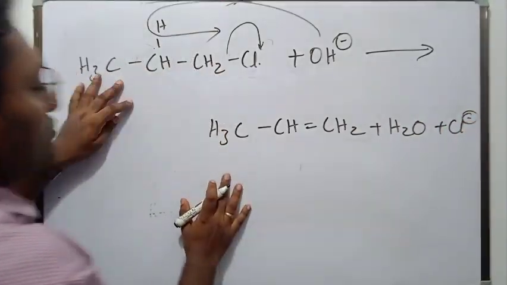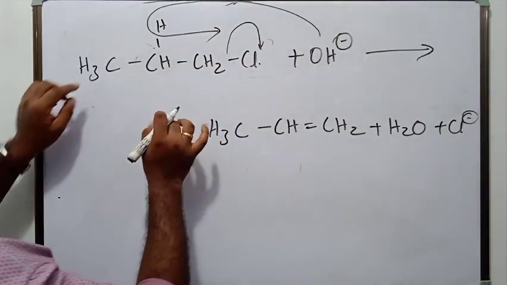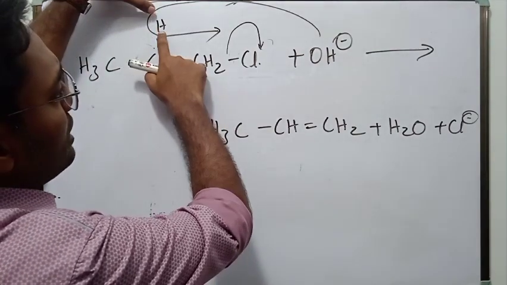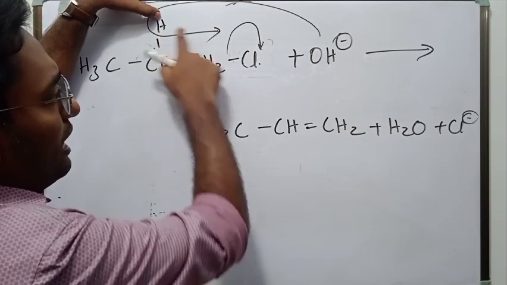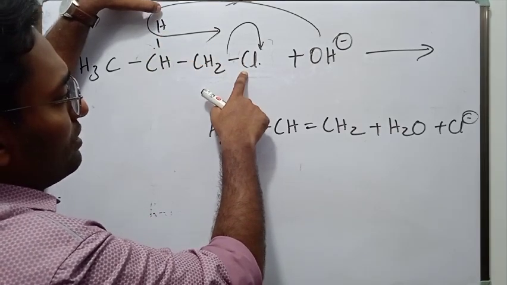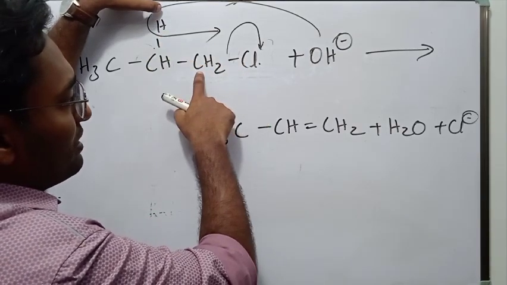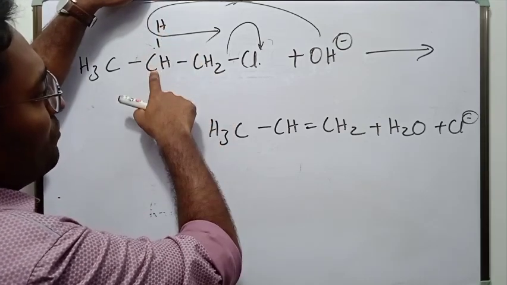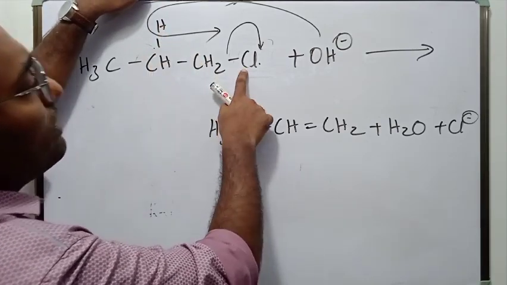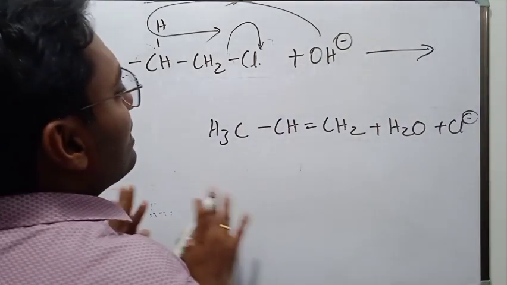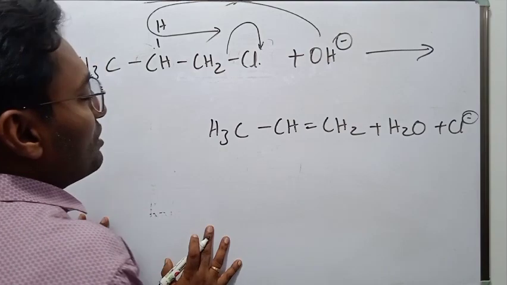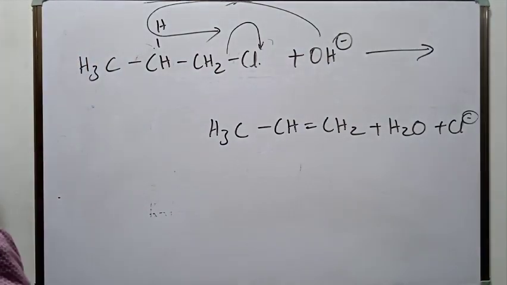What I want to say here is, in the E2 reaction, the abstraction of a proton, and the elimination of chlorine from the alpha carbon atom and abstraction of proton from the beta carbon atom takes place simultaneously. There are no intermediates involved. So that is the E2 reaction. Dear students, I hope you understood the E2 reaction.